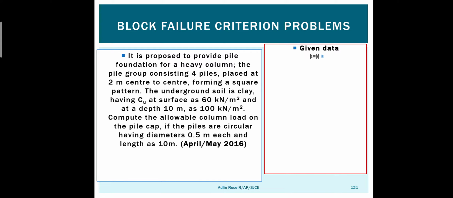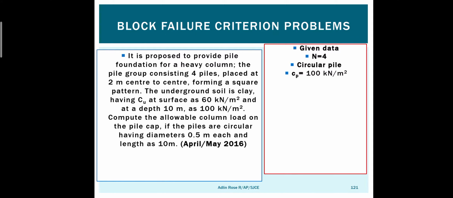Now, given data: what is the total number of piles? 4 piles. The pile group consisting of 4 piles. So capital N is equal to 4, placed at center to center. Then you have to see what is the type of pile. In the last lines of the question it is given, if the piles are circular. So circular pile.